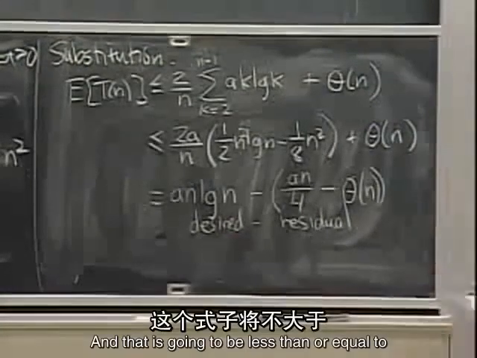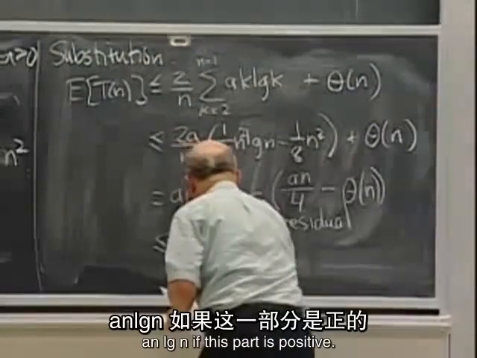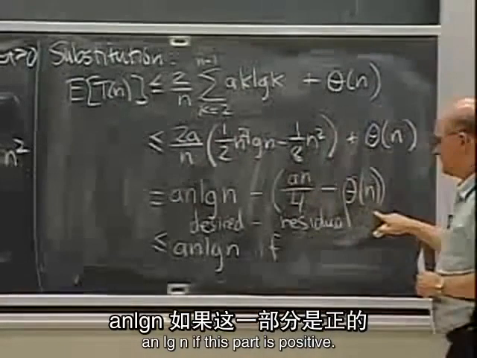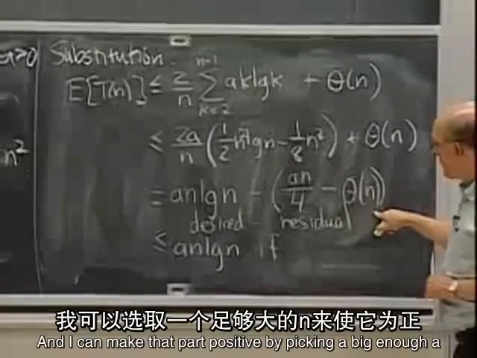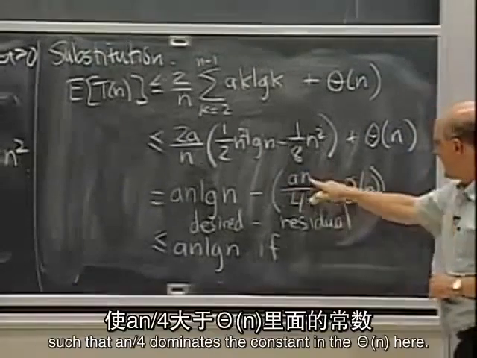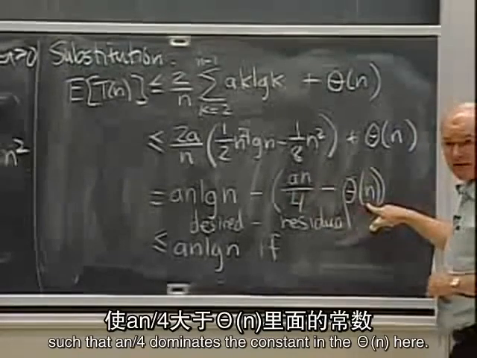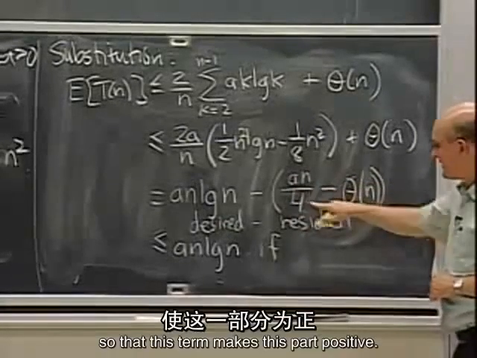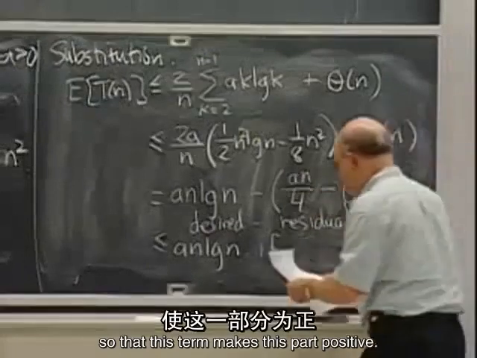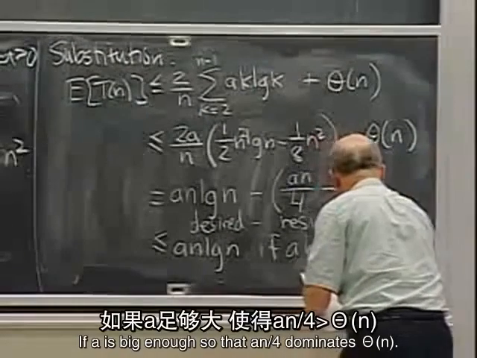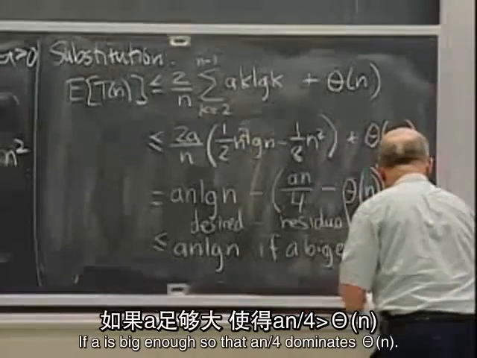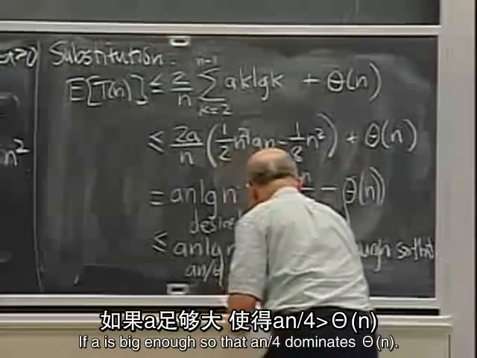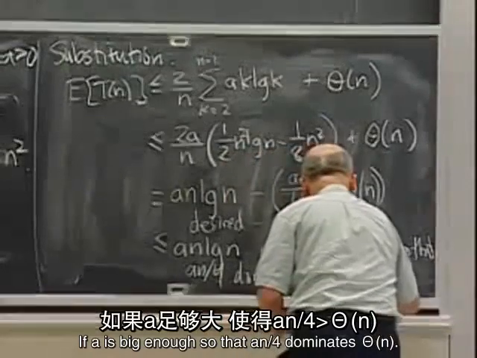Okay? And that's going to be less than or equal to a n log n if this part is positive. And I can make that part positive by picking a big enough such that a n over 4 dominates the constant in the theta n here. Whatever the constant is here, I can find an a that's big enough so that this term makes this part positive. Okay? If a is big enough so that a n over 4 dominates theta n.